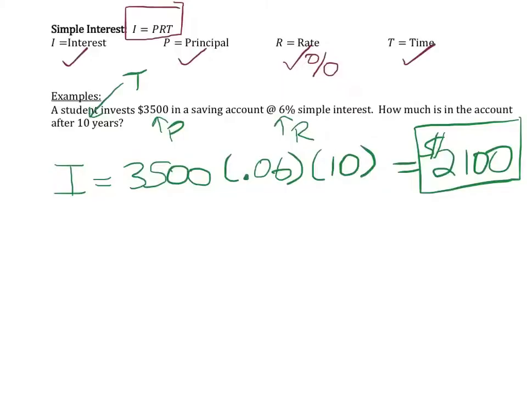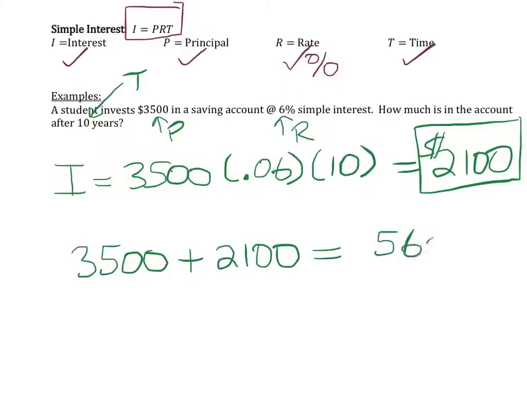And so if I want to know how much is going to be in an account after 10 years, then what I need to do is take that original amount, which is $3,500, and add to that the amount of interest that we've earned. And if I add those two amounts together, we get $5,600. And so that's the amount of money that's going to be in that account after 10 years.